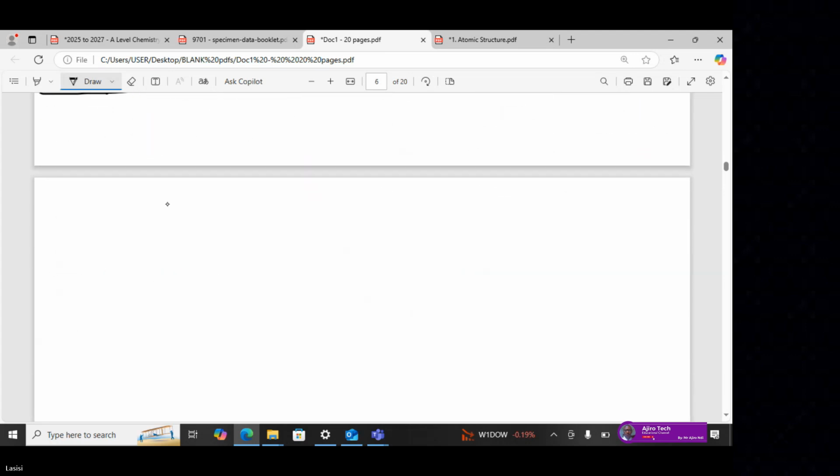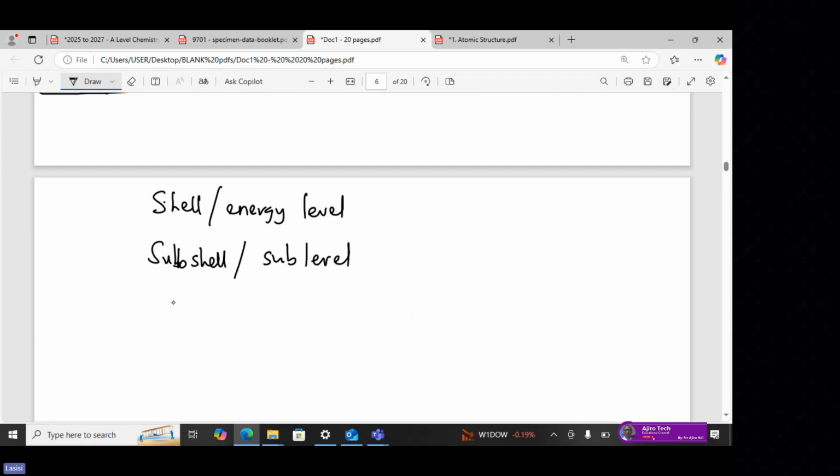Now look at this. I'll talk about shell or energy level. I'll talk about subshell or sublevel. I'll talk about orbital. I'll talk about electron. Pay attention. Starting from the bottom one: electrons are located inside the orbital. One or more orbitals come together to form a subshell. One or more subshells come together to form a shell.